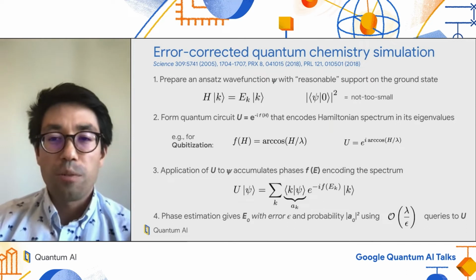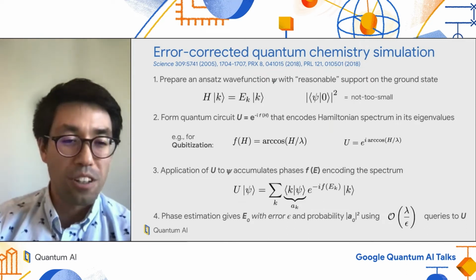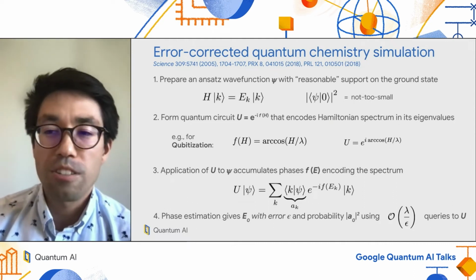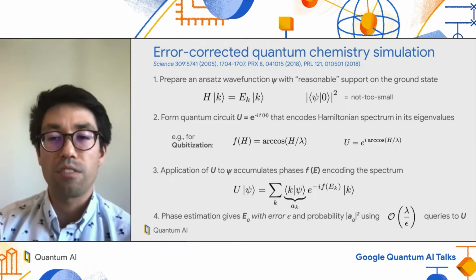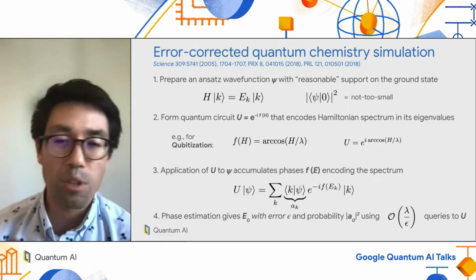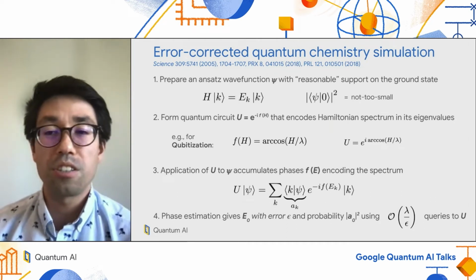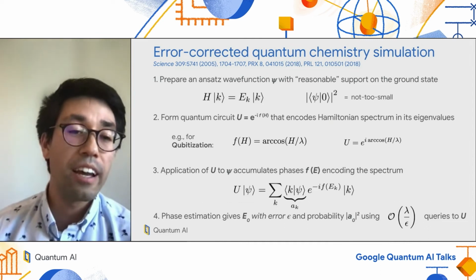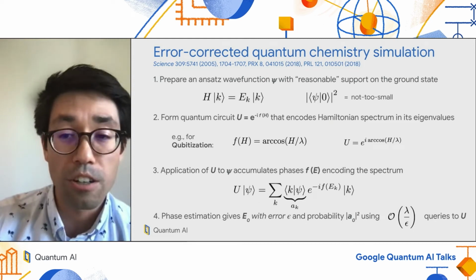The function that we actually evolve under is related to the arc cosine of the Hamiltonian divided by a problem-dependent parameter lambda. And it turns out that we can very efficiently synthesize these unitaries generated by this arc cosine function. So applying the same logic before, we need O of lambda over epsilon queries to U, and then to determine the cost of leading order, we need to count specifically how difficult it is to synthesize each of the important unitaries in U.